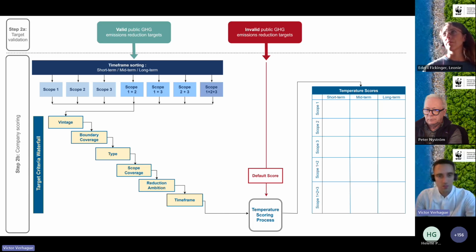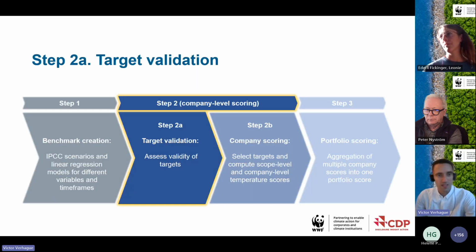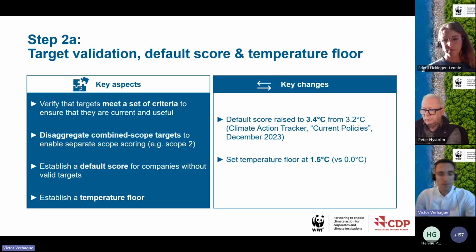Now let's zoom in on those 2 sub-steps and the changes that were made in this new version, and we'll start with step 2A. The first aspect here is, of course, to make sure that the targets that we process meet a set of minimum requirements to be considered valid. Is the target still active, for example? Did the company provide base year emissions data? Can the boundary coverage be calculated, etc.?